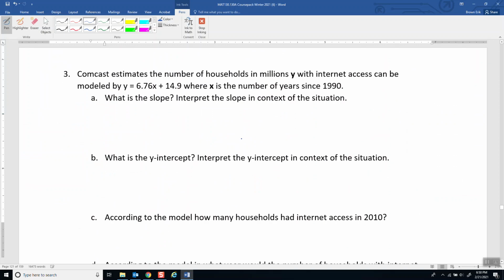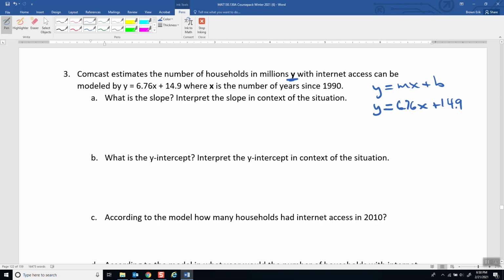Let's check out question 3. So Comcast, that's my internet provider, estimates the number of households in millions, Y, with internet access to be modeled by Y equals blank, where X is the number of years. So this Y represents households, and all the numbers we get are in millions of households. So what's the slope? Well, recall that our general equation is Y equals mx plus b, right? So if I look at the equation they've given us, why don't I just write it down?